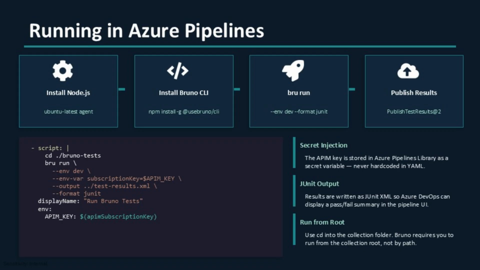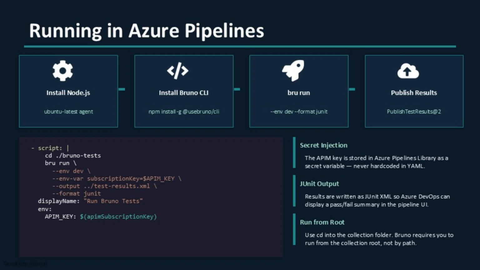Here's how this plugs into Azure Pipelines. The pipeline has 4 steps: install Node, install the Bruno CLI via npm, run the test collection, and publish the results. The most important things to get right: First, cd into the collection folder before running bru run. Bruno won't accept a path argument. Second, inject the subscription key via the env block as a pipeline secret variable, never hard-coded. Third, use format JUnit so the results publish cleanly into the Azure DevOps Test tab. Once this is in place, every deployment automatically validates your APIs before reaching production.